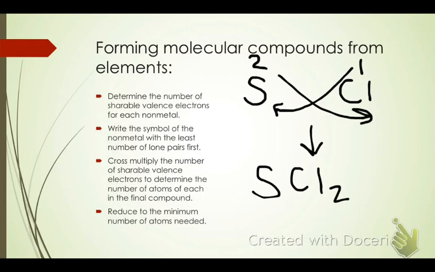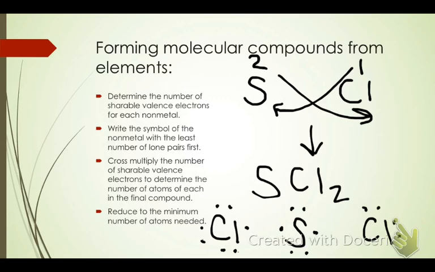And if we were to draw this, we would have sulfur here, and it has 6 valence electrons on its own, and each of these chlorines has 7. And then by sharing this, what's going to happen is we're going to form what's called a single bond between sulfur and each of the chlorines.